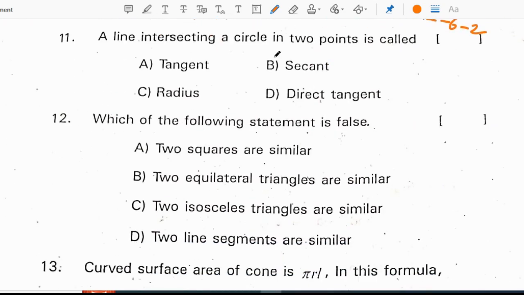A line intersecting a circle in two points is called secant. So in a circle, if it touches two points it is a secant, and if it cuts at one point it is a tangent. Which of the following statement is false?